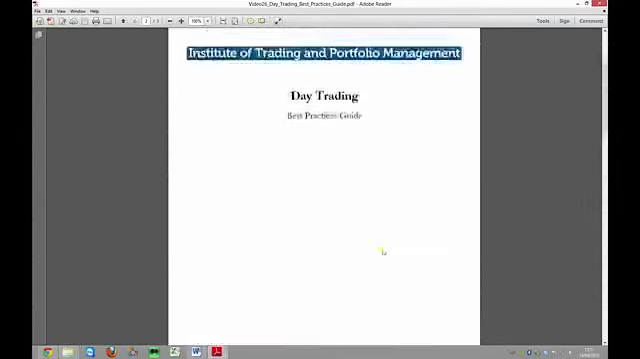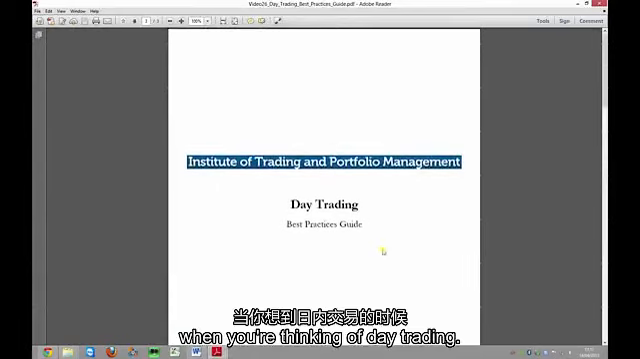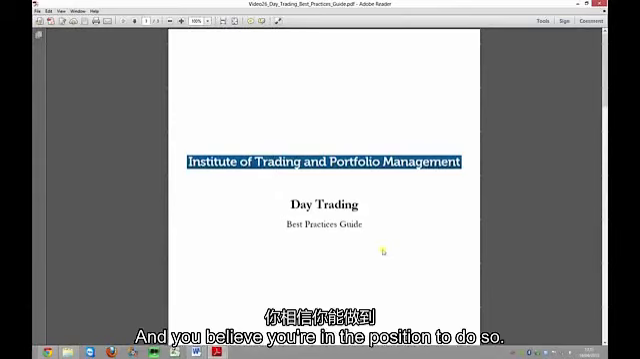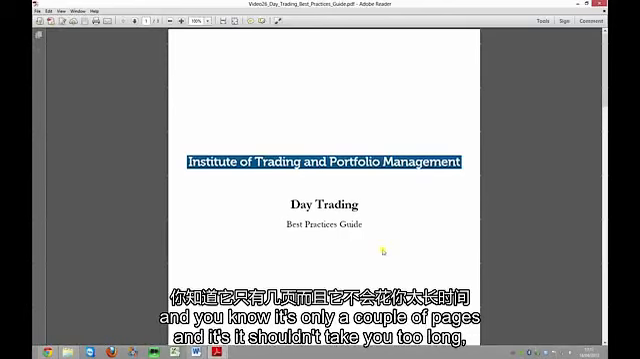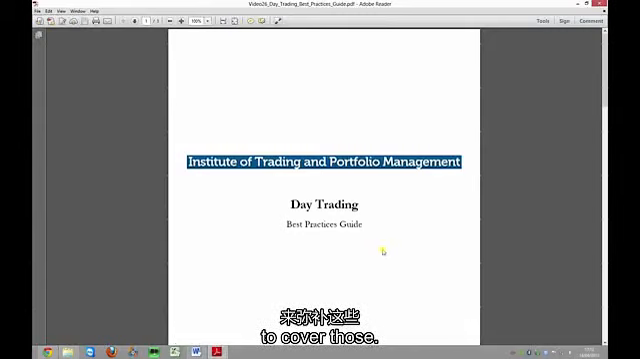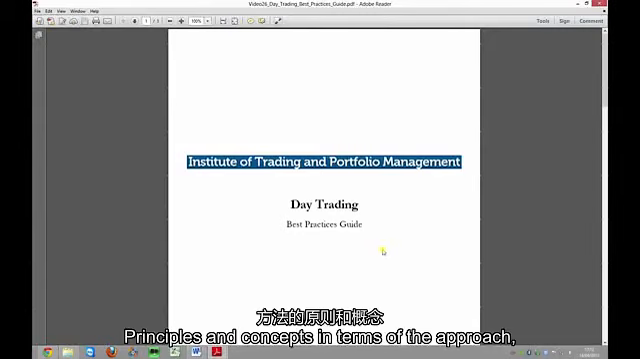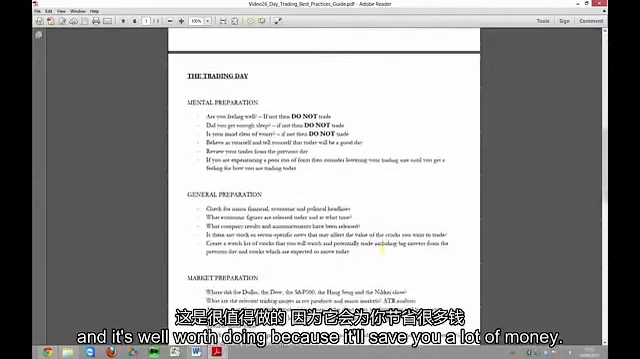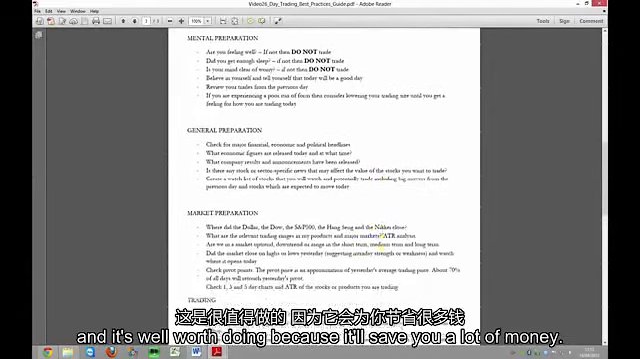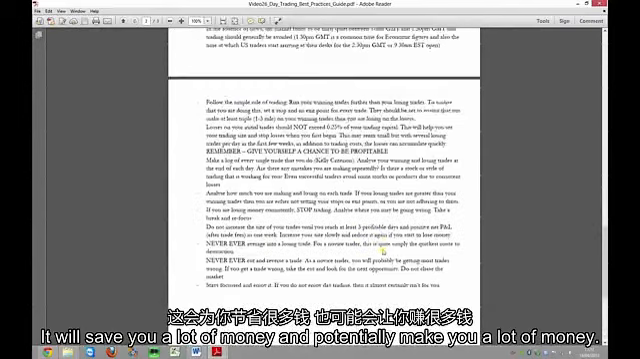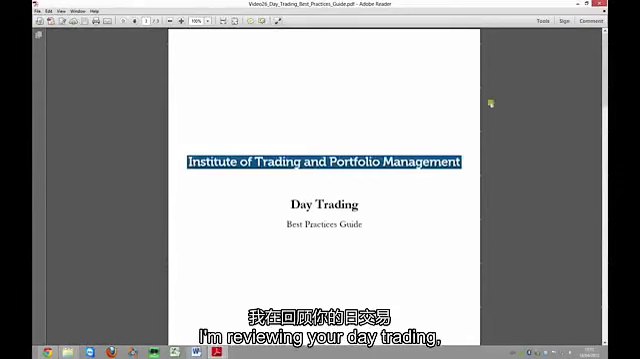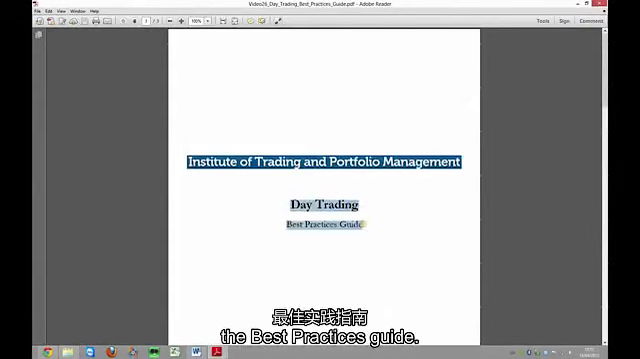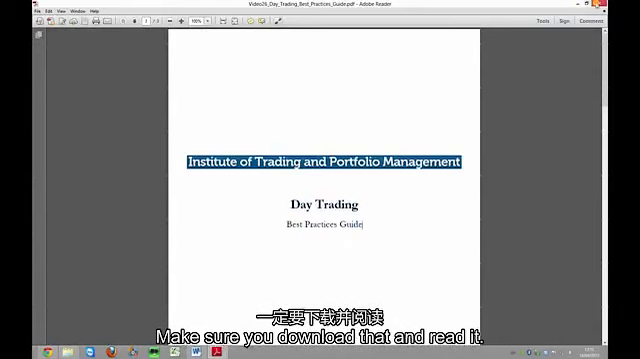You should have a read through this, and when you're thinking of day trading and you believe you're in the position to do so, you should review this very quickly. It's only a couple of pages, and it shouldn't take you too long to cover those principles and concepts in terms of the approach. It's well worth doing because it'll save you a lot of money, and potentially make you a lot of money if you keep going back to this and reviewing your day trading. So that's in the download section, the best practices guide. Make sure you download that and read it.